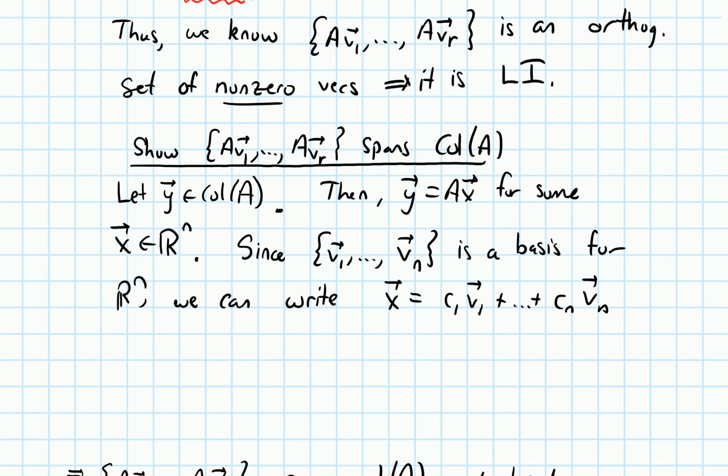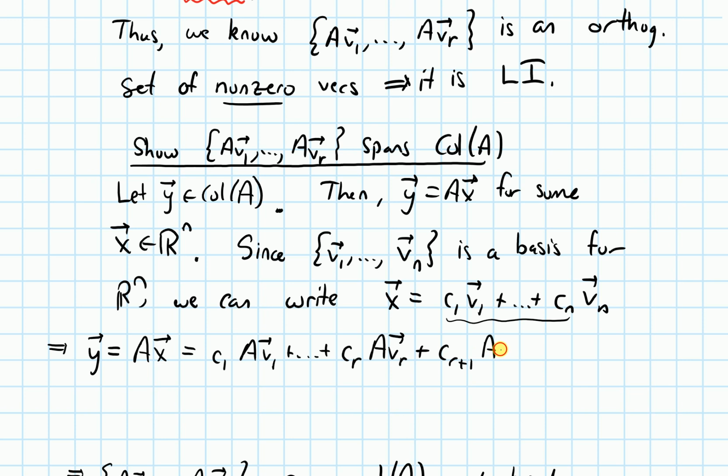All right, so next, let's write the fact that Y equals A times X, and now plug in X into this. So I'm going to plug this whole thing in for the X and distribute the A. If we do that, we'll get C1 times A times V1 plus dot dot dot. Eventually I'll get to Cr times A times Vr. After that, we'll have C(r+1) times A times V(r+1), and then plus dot dot dot plus, eventually I'll get to Cn times A times Vn.